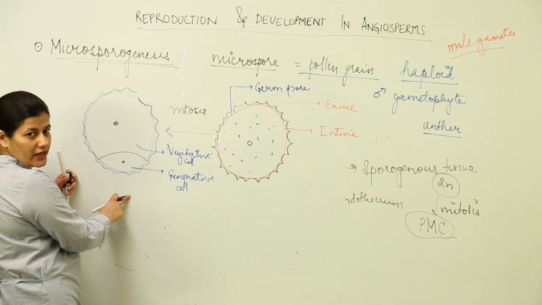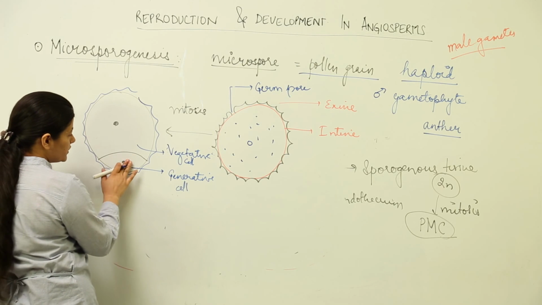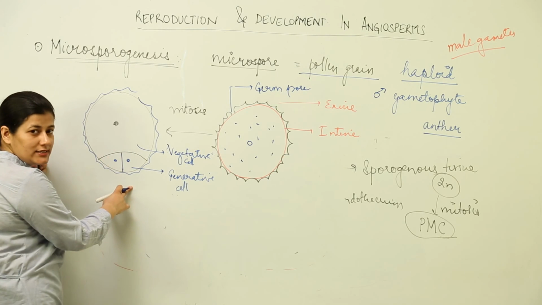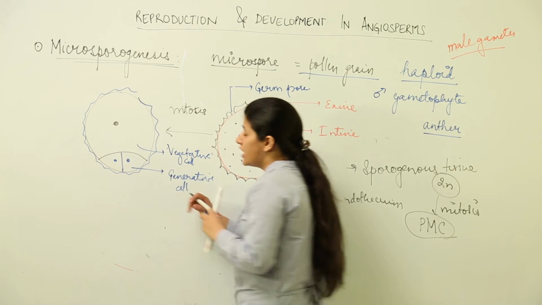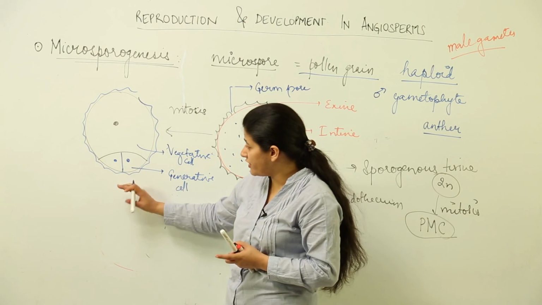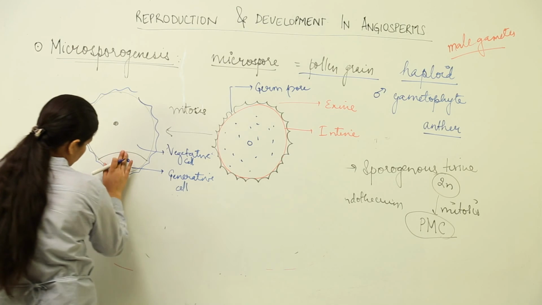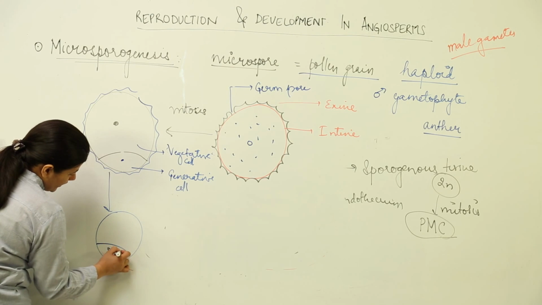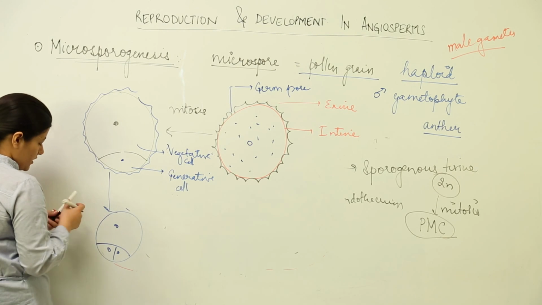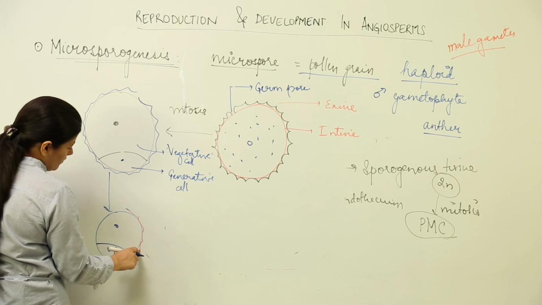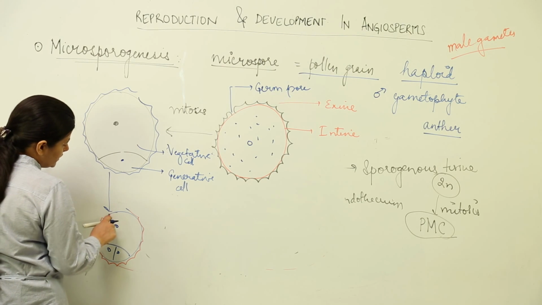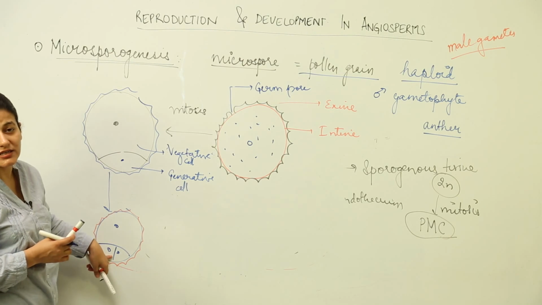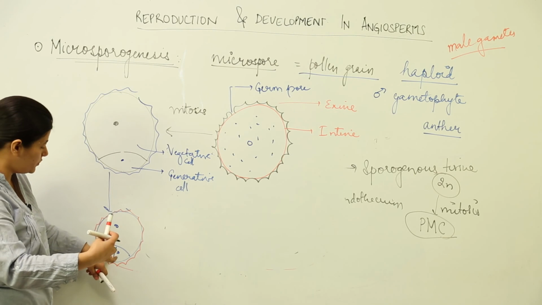Now, this generative cell is supposed to undergo another mitotic division and form two male gametes. The two resultant cells which are formed are known as male gametes. So, this generative cell would undergo division. I am going to represent it over here in such a way that you have two male gametes being formed and a vegetative cell that is present for nourishment of the male gametes. So, we started within the anther with sporogenous tissue, one microspore mother cell, and we have eight gametes in the end.